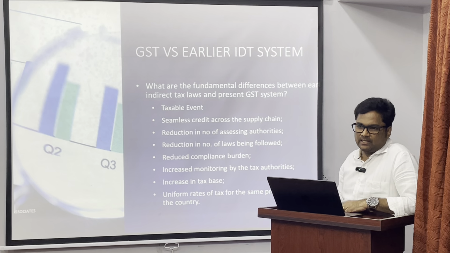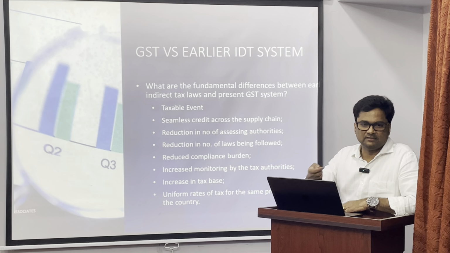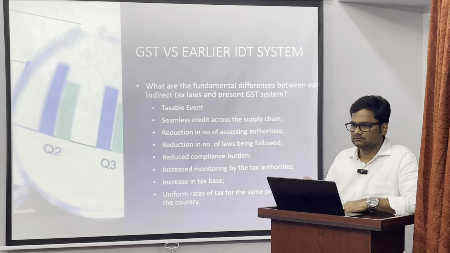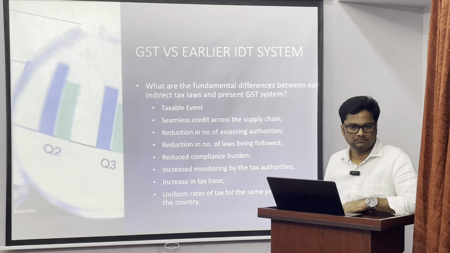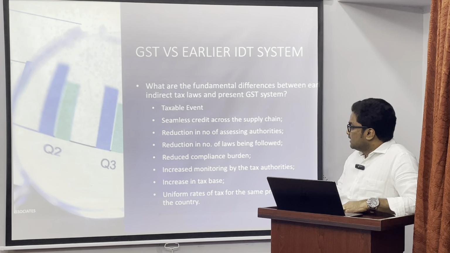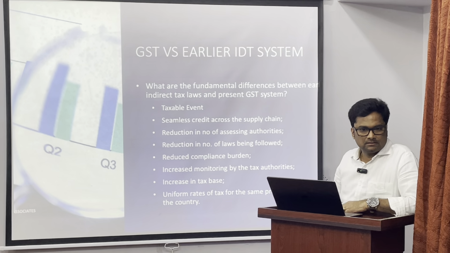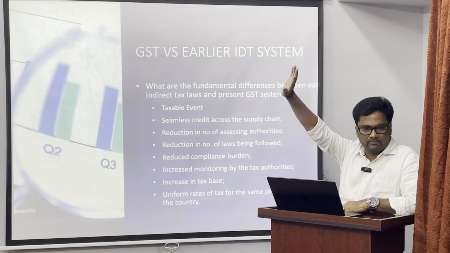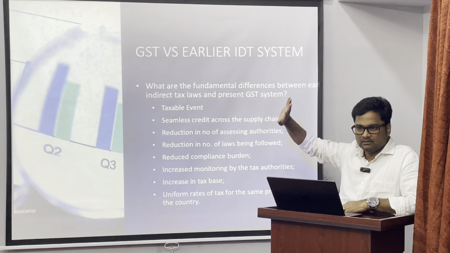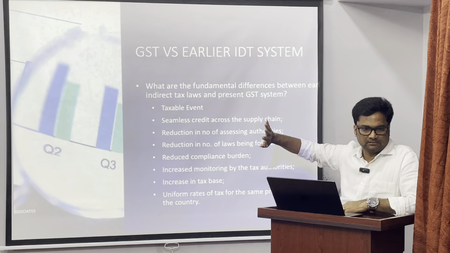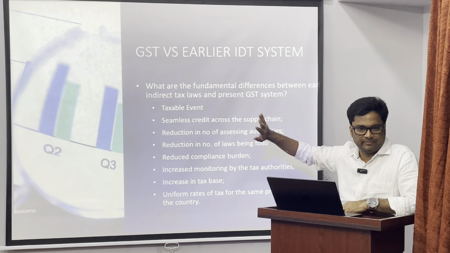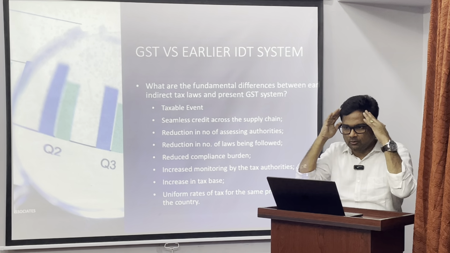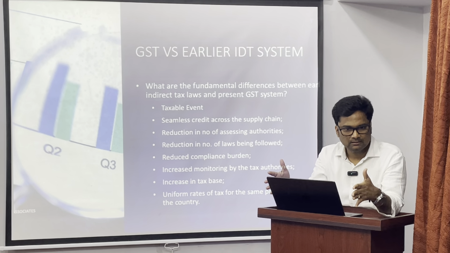And then reduced compliance burden: excise return, service tax return, VAT return, CST return, entry tax return. Now GST return, one return. And then increased monitoring by the tax authorities. Earlier: central excise department, central service tax department, central sales tax department, VAT department, luxury tax, entertainment tax. Now all these people will monitor only one tax. What? GST.